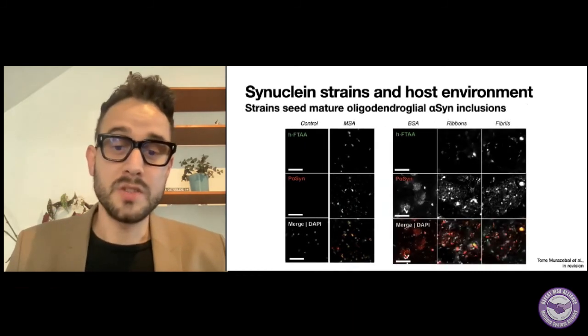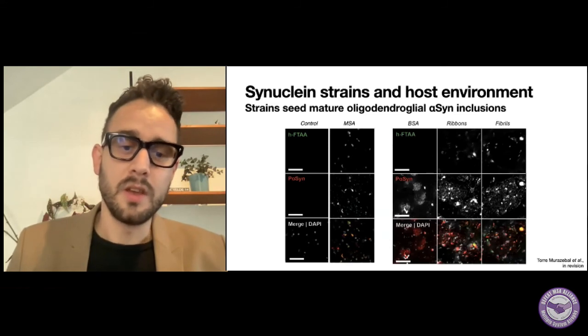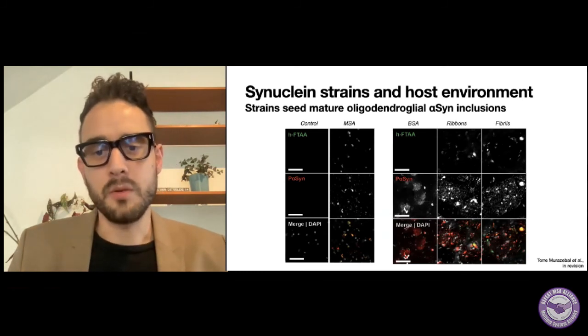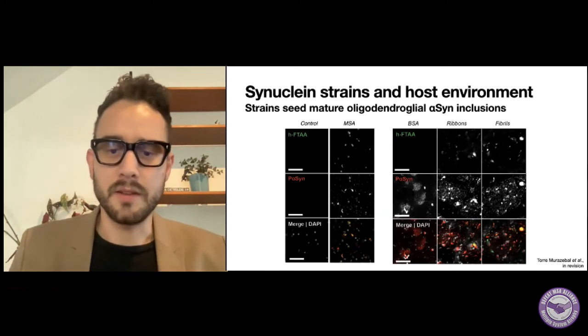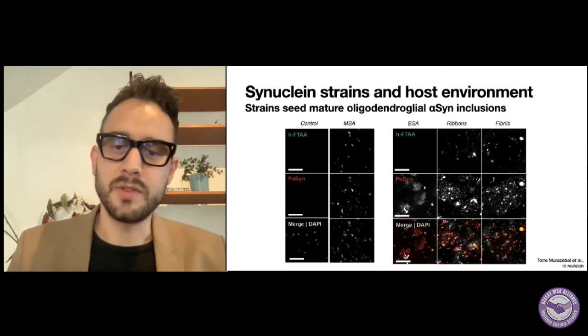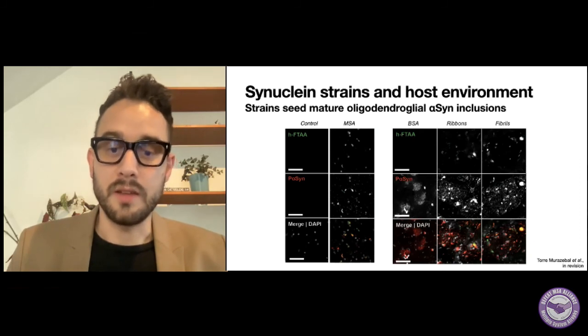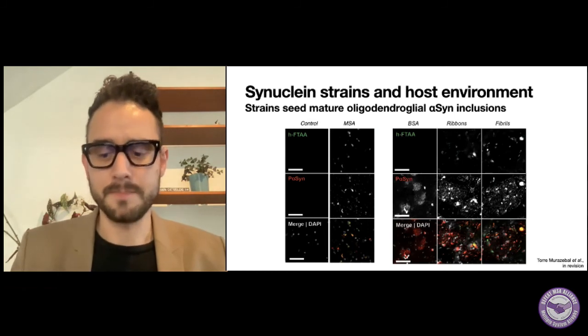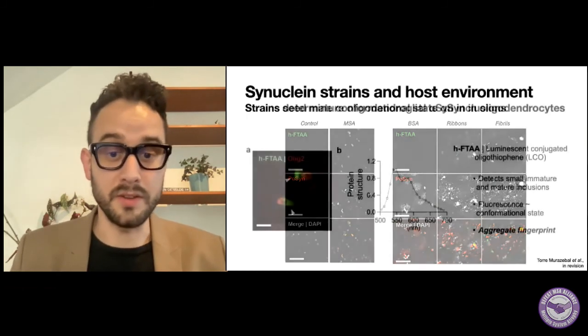Now, if we then inject these ribbons and these fibrils, you again see here the alpha-synuclein protein within the brain of these animals. But now what you can also see is that these aggregates are now appearing. So by injecting these strains, these fibrils, they are now seeding the aggregation of alpha-synuclein deposits within these oligodendroglial cells. And that, we believe, is very important.